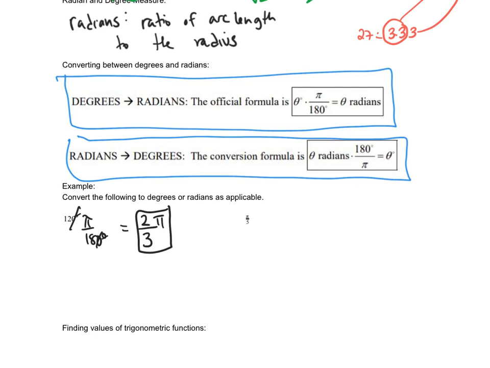So the second one is pi over 5. So if I want to turn that into degrees, I'll do 180 over pi. So the pi's will cancel. So we're just left with 180 divided by 5, which is 36 degrees. Now again, most of the time we'll be going from degrees to radians because we really like radians. Most of the formulas and functions that we will define in calculus will really specify that your angle has to be in radians.